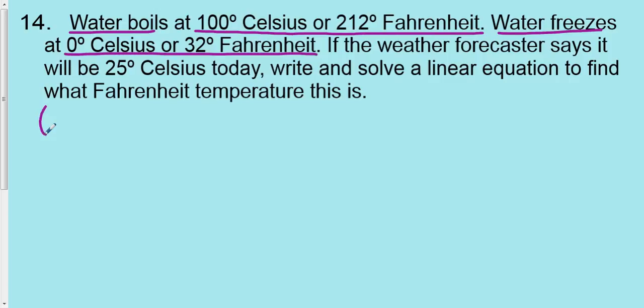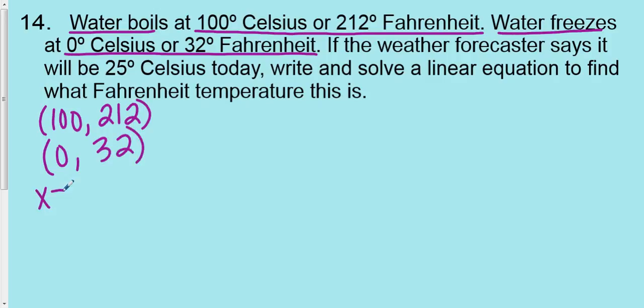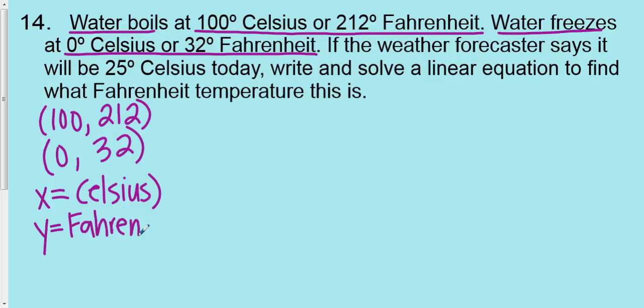So if I take this as my two sample points, my bits of information, I have 100, 212, but then I also have 0 and 32. I can easily go ahead and say, well, x is always going to be Celsius, because that's what works for these two sample points, and then y has to be Fahrenheit. All right, does that make sense how we're coming up with our two sample points and labeling our variable? So again, it's coming from that very first two sentences.